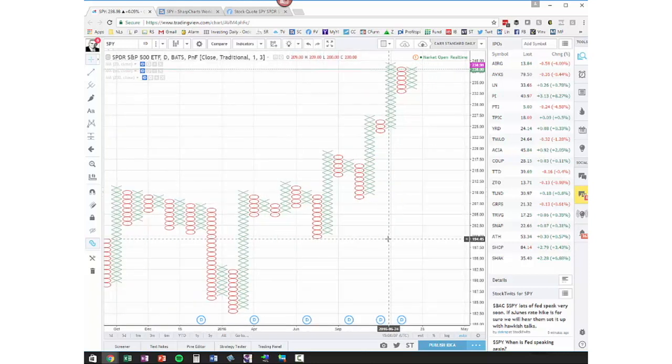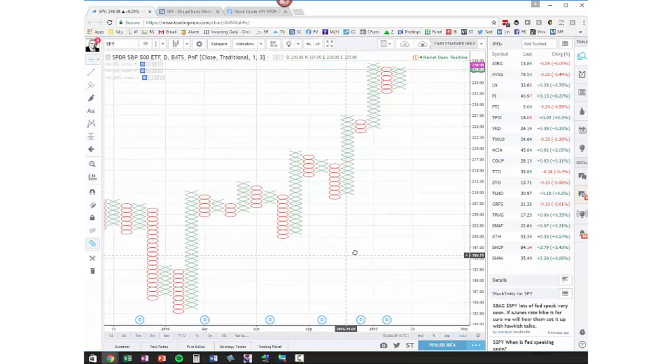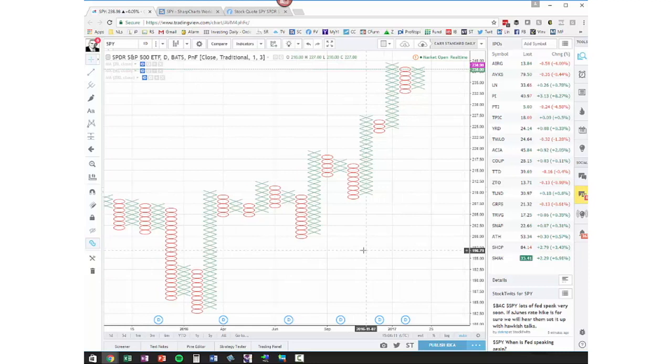Let me just give you a few pointers on how the point and figure chart is configured, because it's very different from what we've seen so far. The point and figure chart only is interested in one price point. That's the closing price of the day. And you can configure the point and figure chart to be interested in other things, like the high of the day, the low of the day, the opening price. But by default, it's interested only in the closing price of the day.